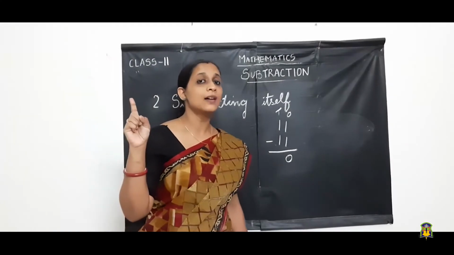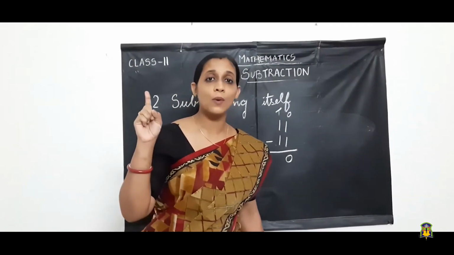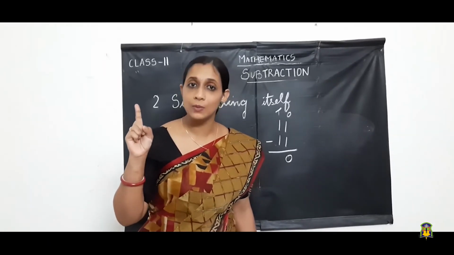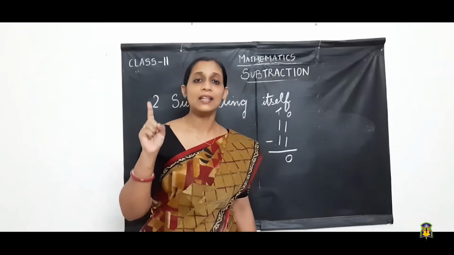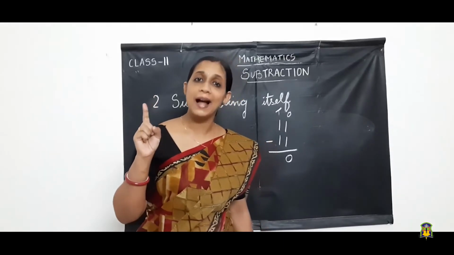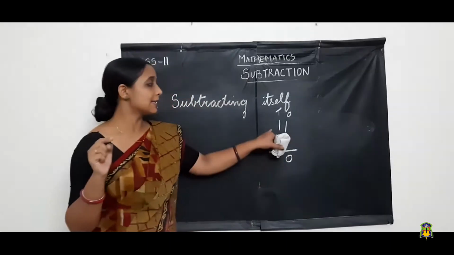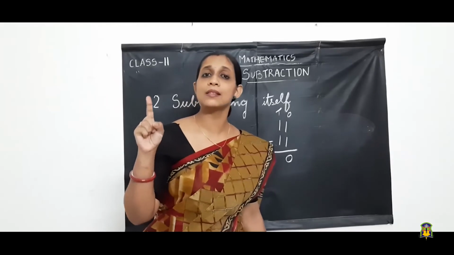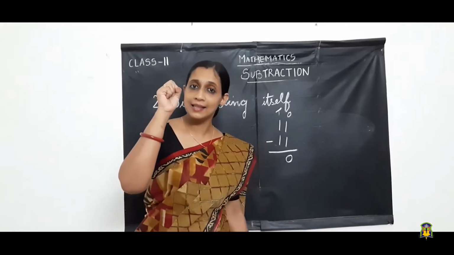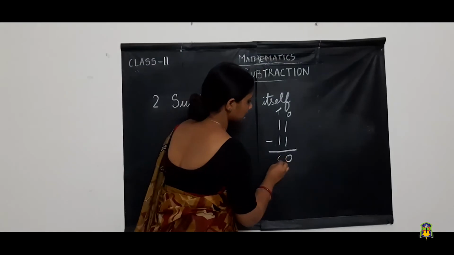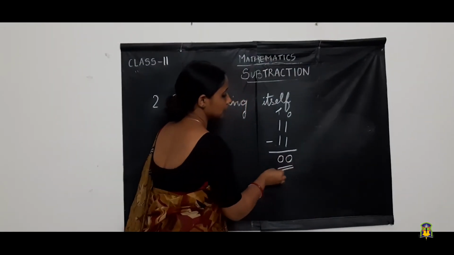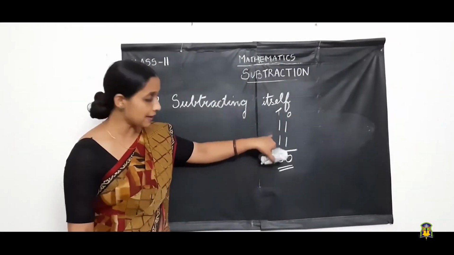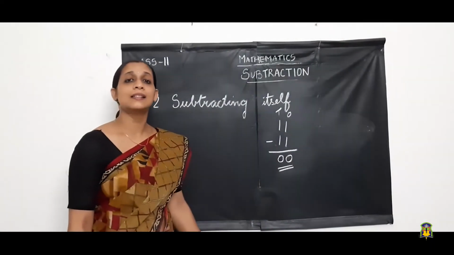We have to do what? Children, keep in mind, while subtracting, we are doing backward counting. While subtracting, we have to do backward counting. Okay. So, 1 in mind, 1 in hand. Which number comes just before 1? That is 0. So, subtracting a number by itself will give the answer 0.